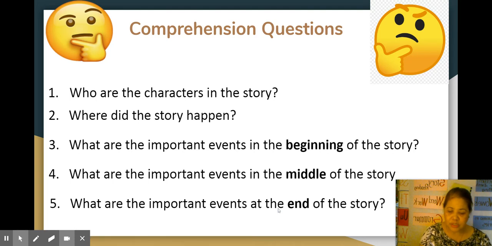Okay, so I expect you to give me a beautiful picture of your favorite character in the story, and then write down there what your story is about and tell me who the character is that you picked.